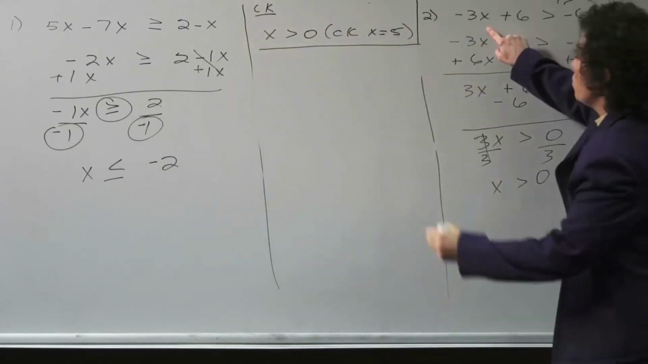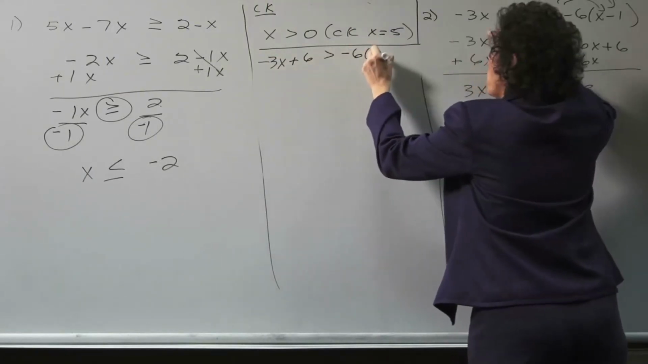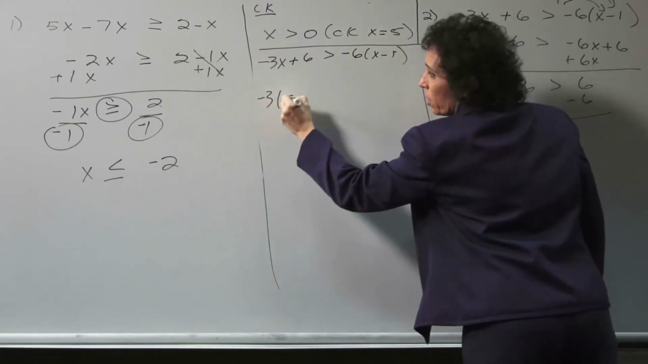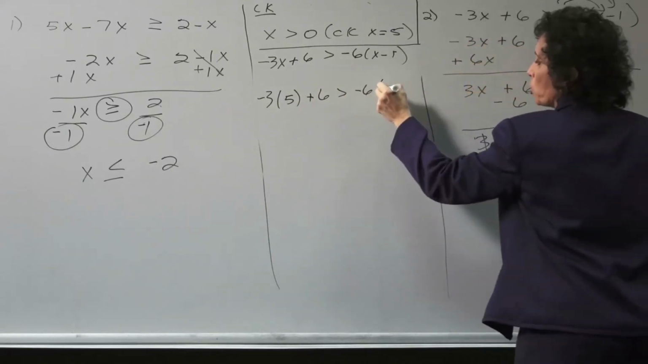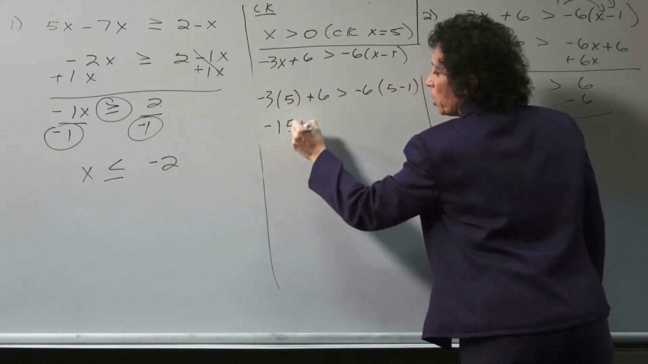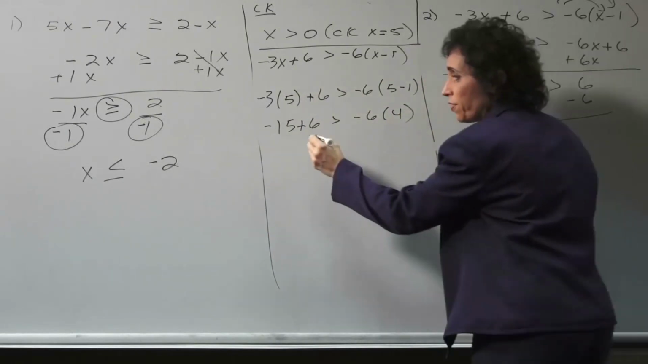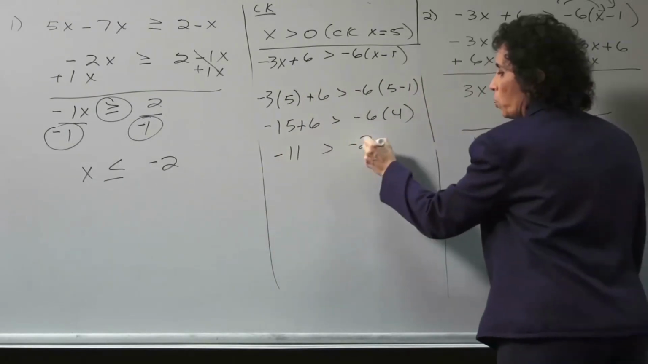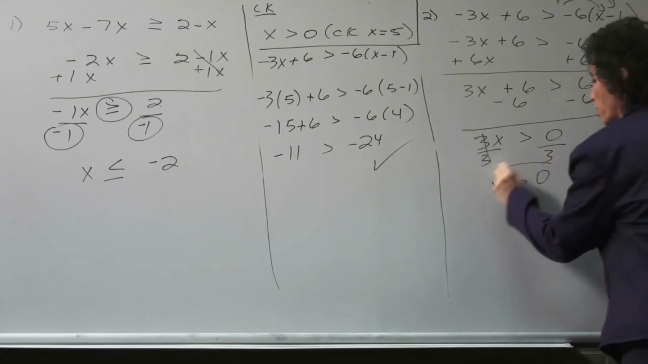Okay. Negative 3x plus 6 is greater than negative 6 times x minus 1. Here we go. Check in 5, right? Negative 3 times 5 plus 6 is greater than negative 6 times the quantity 5 minus 1. Let's do a little math here. Negative 15 plus 6 is greater than negative 6 times 4. Negative 15 plus 6 is negative 11, is greater than negative 24, and that does check. So you're done. Your answer is x is greater than 0.